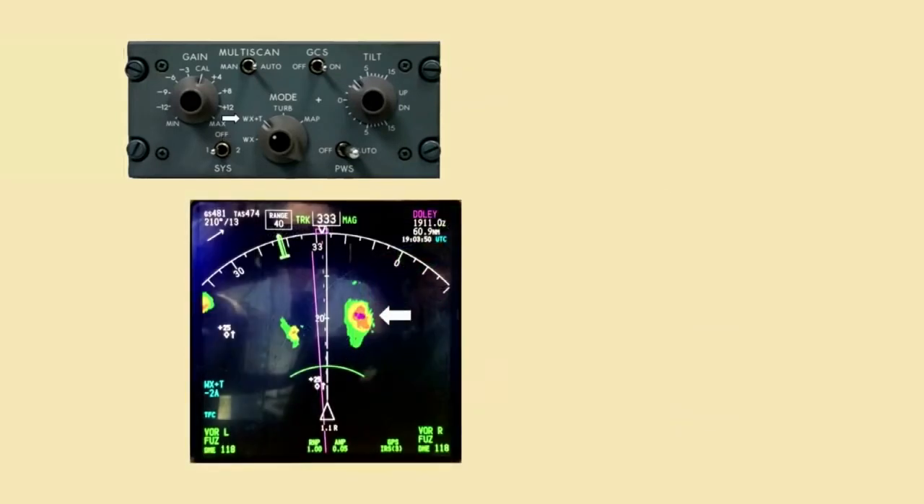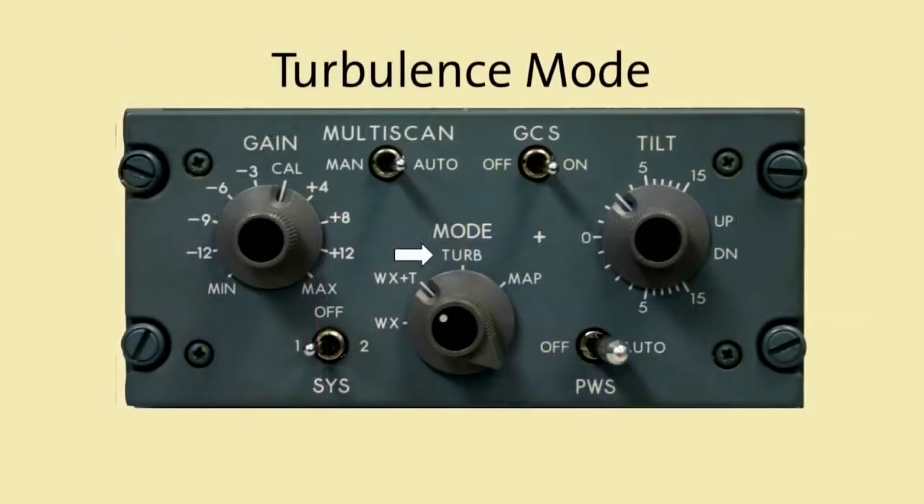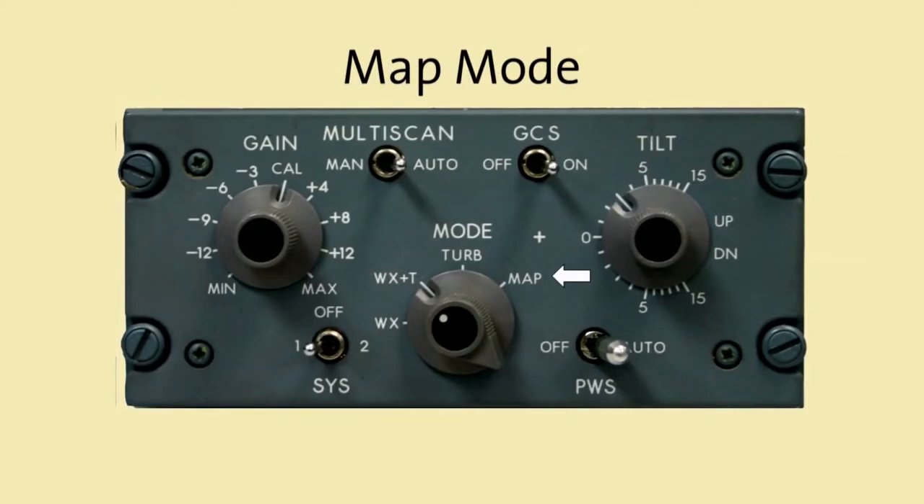WX plus T enables the essential MultiScan automatic features and Doppler turbulence detection out to 40 nautical miles on all range scales. Turb mode presents just the magenta turbulence indication without the green, yellow, and red weather depictions. Turb mode should be used on a momentary basis only to identify areas of turbulence. Pilots should then return to the weather or weather plus turb mode so that the full extent of the weather system is visible. Map mode displays all the information that the radar sees, both ground and weather returns.